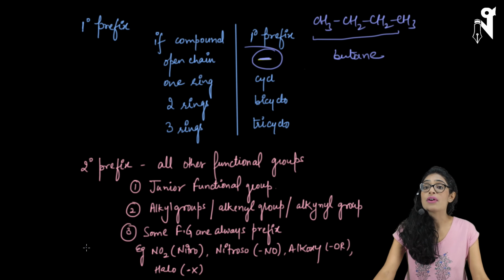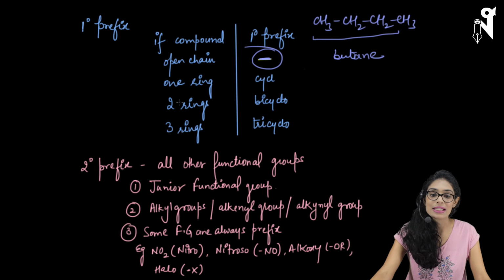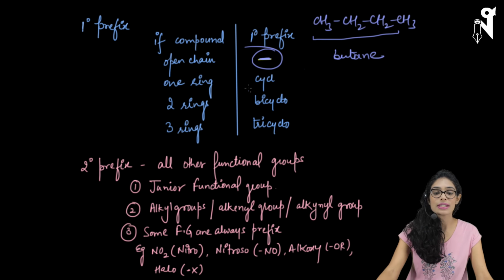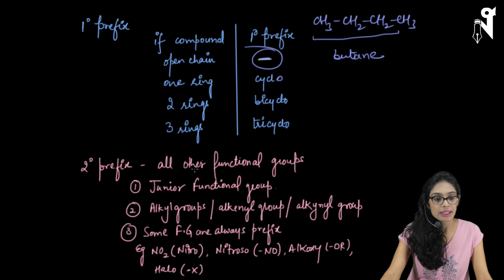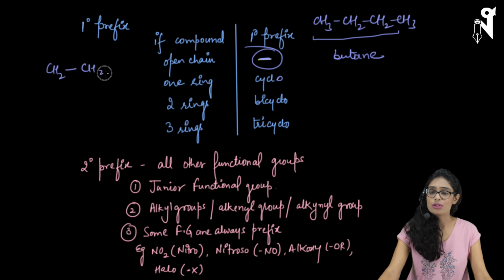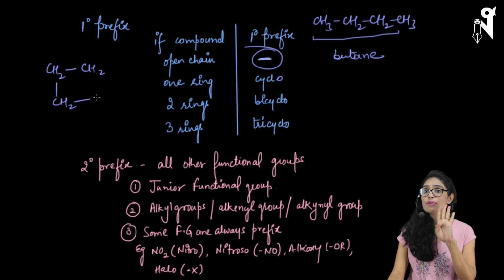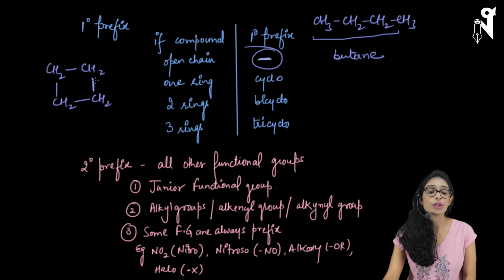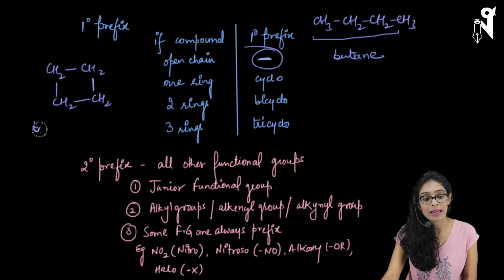If I have a ring in my compound, or my compound is a ring, in that case the prefix is going to be cyclo. For example, if I draw CH2, CH2, CH2, CH2, this compound is an alkane actually. It has all single bonds in it, made up of 4 carbons. So let's write the word root for it. The word root is going to be but, and because it has all single bonds, it's ane.